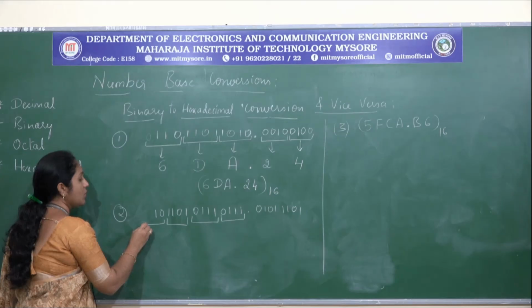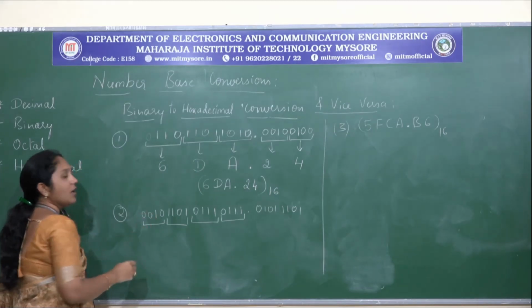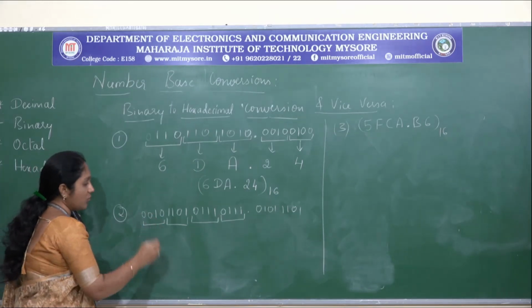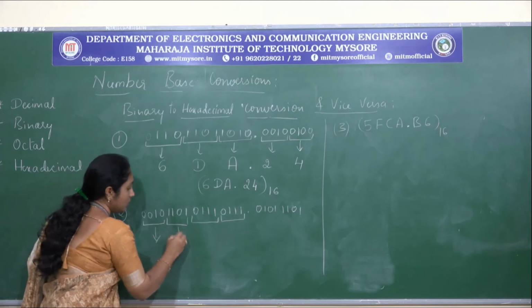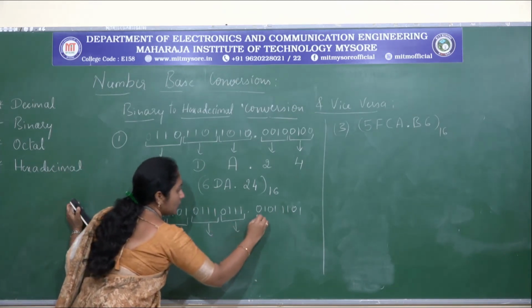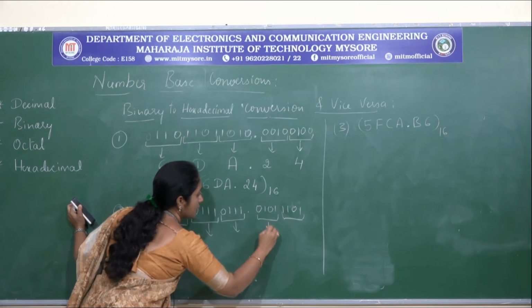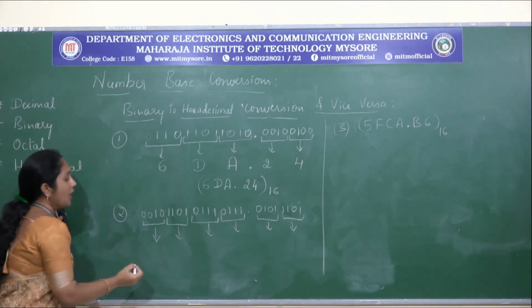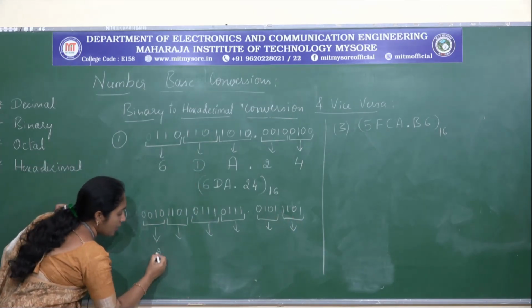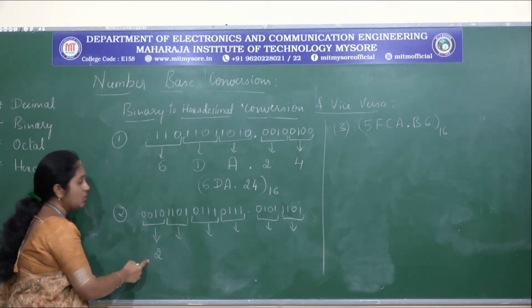Yes, we are left with only 2. You can add 2 more zeros, or simply you can just write this as 2. Now, see, here the equivalent of this in hexadecimal is 2.